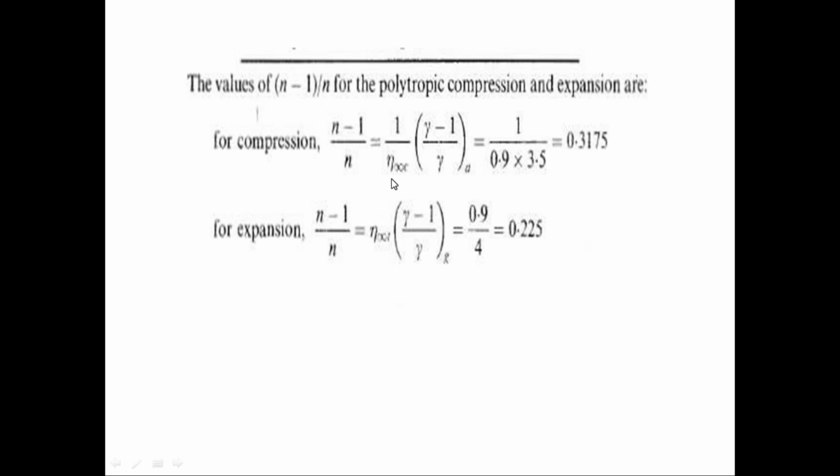So we are going to use polytropic efficiency of the compressor as 0.9, and gamma minus 1 by gamma is 1 over 3.5. So gamma is 1.33. So for the compression, n minus 1 by n comes out to be 0.3175, and for the expansion, n minus 1 by n is equal to polytropic efficiency of the turbine times gamma minus 1 by gamma for the gas side. And for the gas side, gamma minus 1 by gamma is 1 by 4, and the polytropic efficiency of the turbine is 0.9. So for the expansion, n minus 1 by n is equal to 0.225.